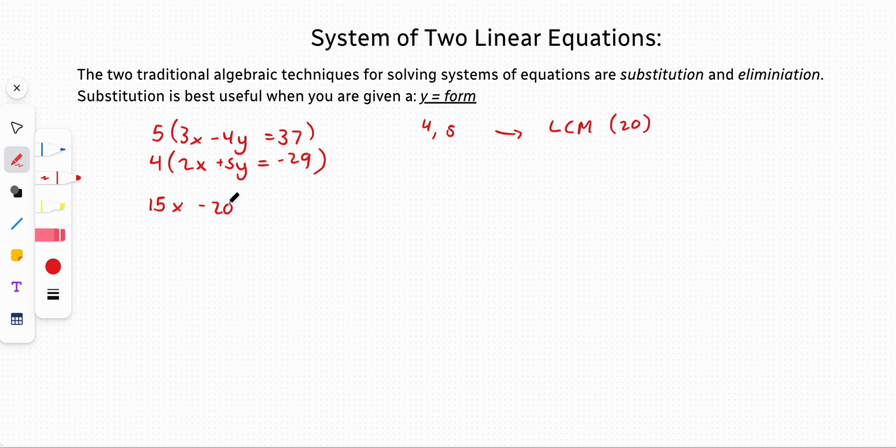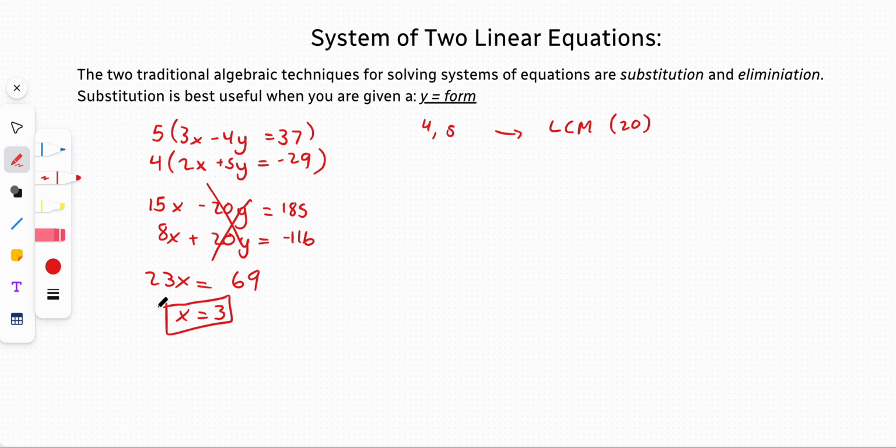distributing this 5 right here. So we're going to get a 185. And we distribute the 4, and we get a negative 116. So then we cancel out these 2. So then we get 23x equals a positive 69. If we divide both sides by 23, we get x equals 3.